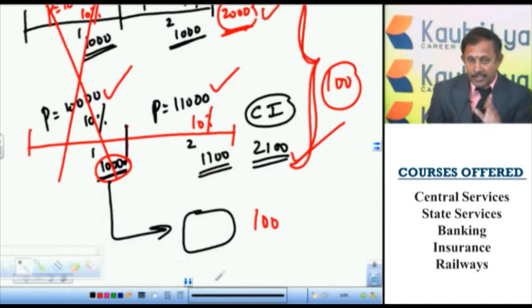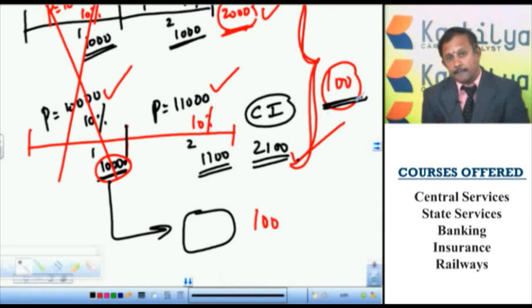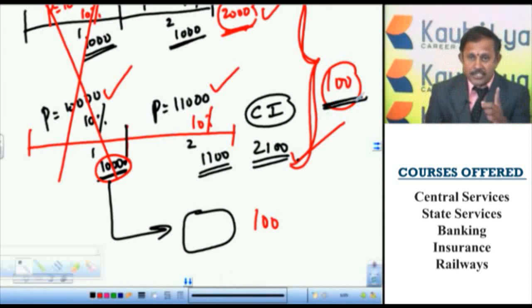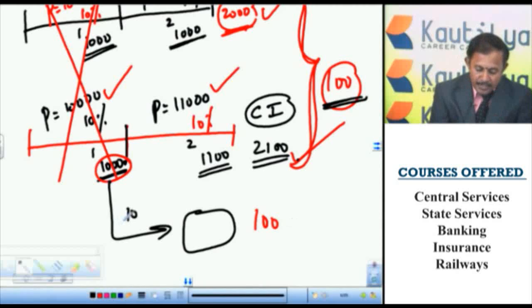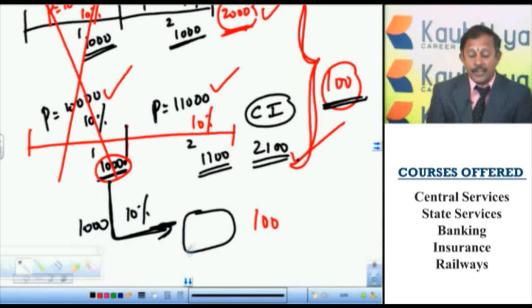I repeat it. There is no difference between simple interest and compound interest for the first year. And at the end of the second year, the difference between compound interest and simple interest is 100 rupees, which can be defined as the interest collected on first year's interest in the second year. So in detail, what is the interest for the first year? 1000 rupees. If you collect 10% on this 1000 rupees in the second year, you get 10% out of 1000 as 100 rupees.